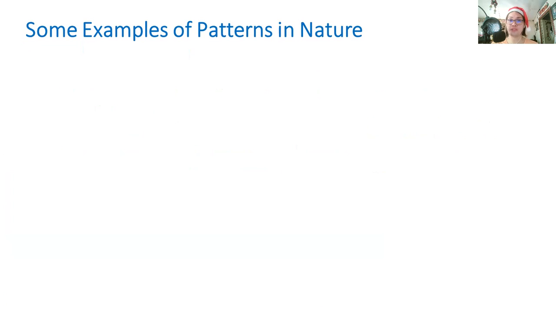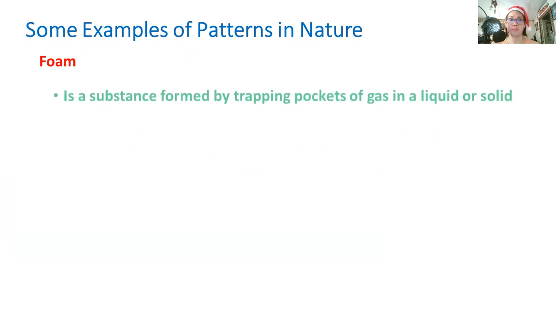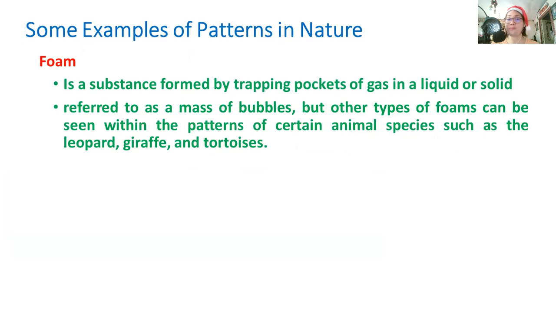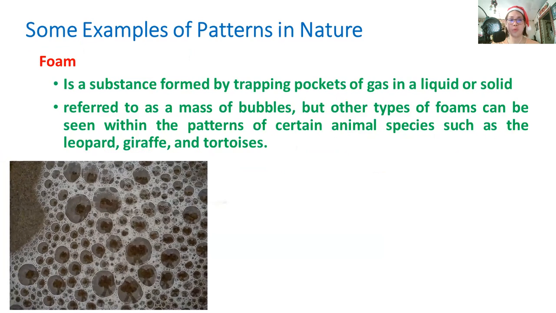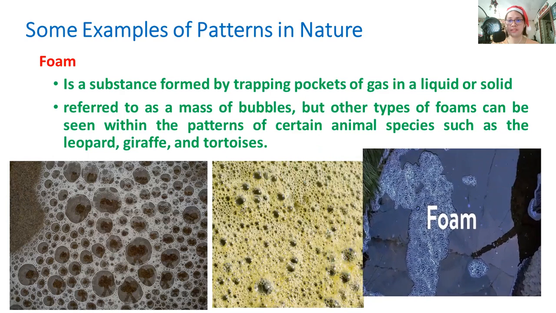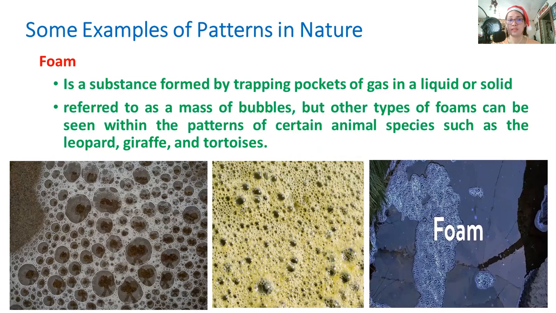Another example of patterns in nature, aside from the wave, is foam. A foam is a substance formed by trapping pockets of gas in a liquid or solid. It is referred to as a mass of bubbles, but other types of foams can be seen within the patterns of certain animal species, such as the leopard, giraffe, and tortoises. So this is an example of a foam, as you can see, a mass of bubbles. That's how we define a foam. So a foam is part of the patterns in nature.